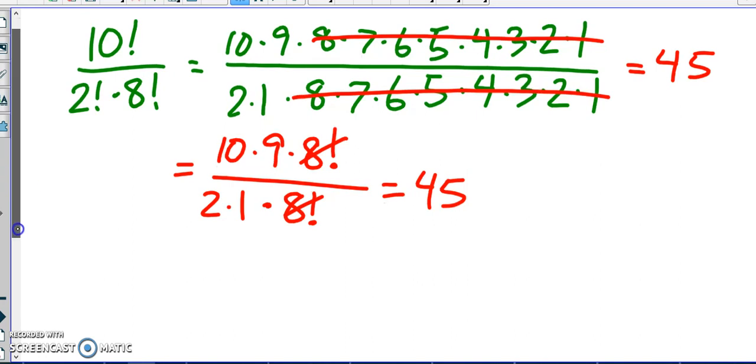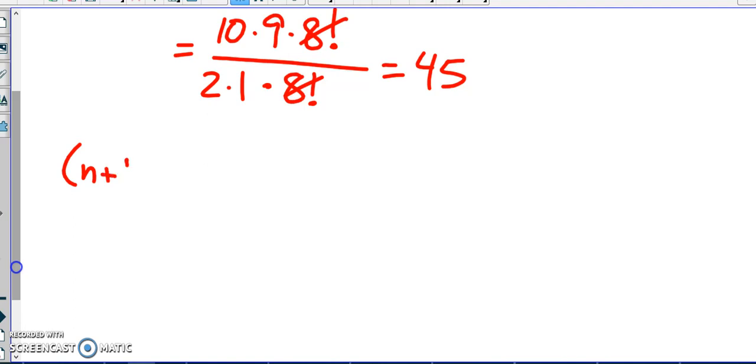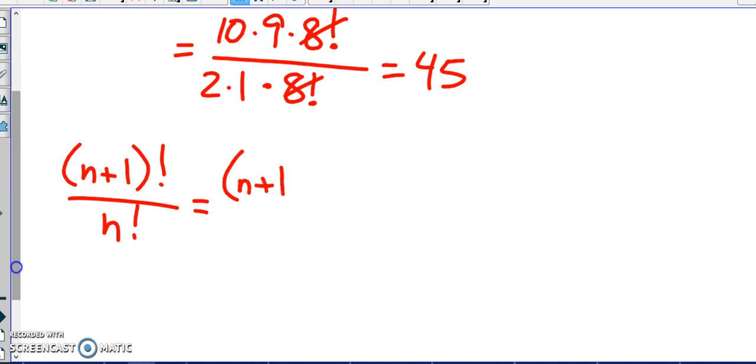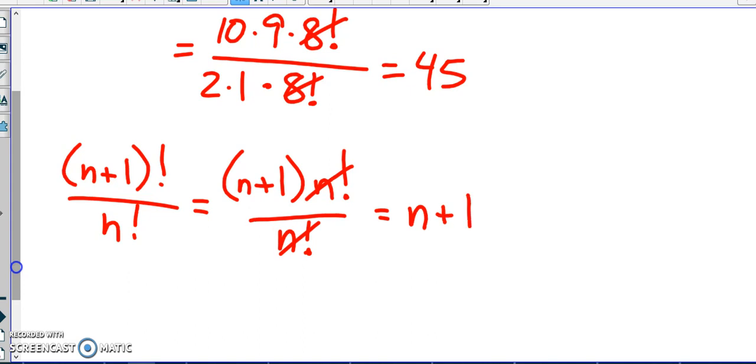Like for instance, if I had n plus 1 factorial divided by n factorial, well, n plus 1 factorial is n plus 1 times n factorial, because n factorial would be the product of all the numbers from n down to 1. Then this would be over n factorial, and the n factorials would cancel, and I'd end up with n plus 1.